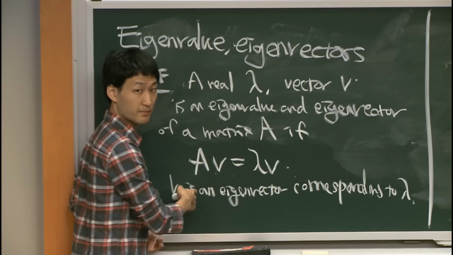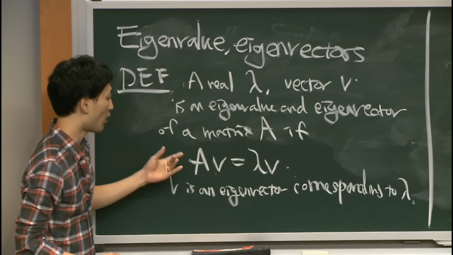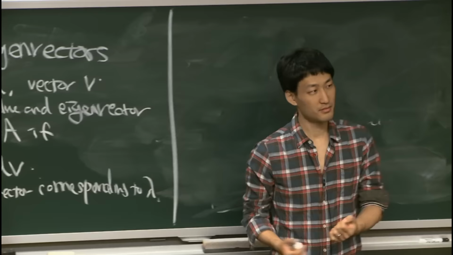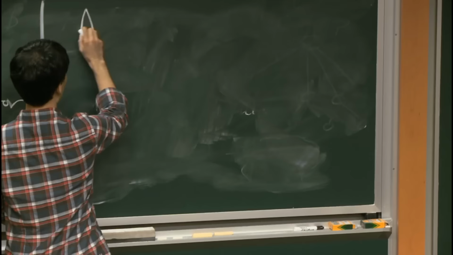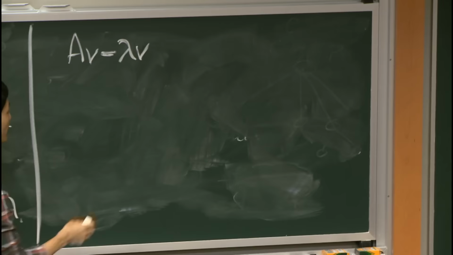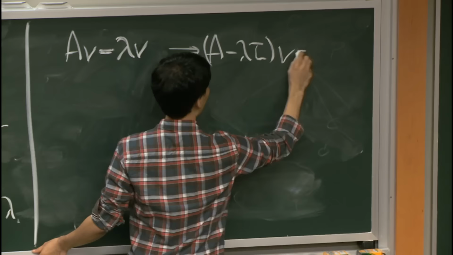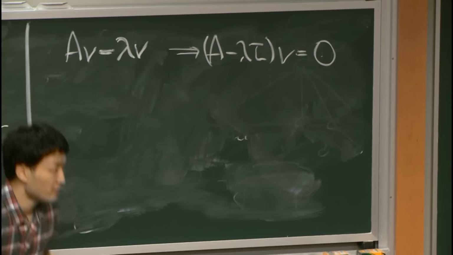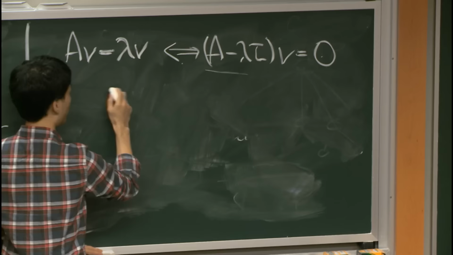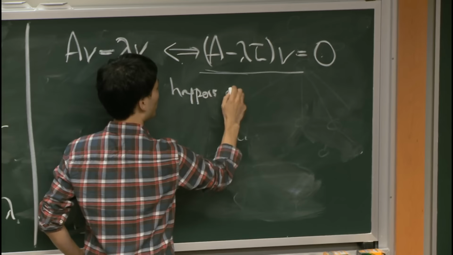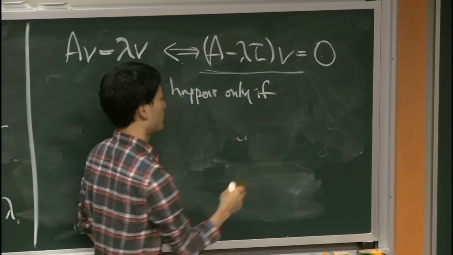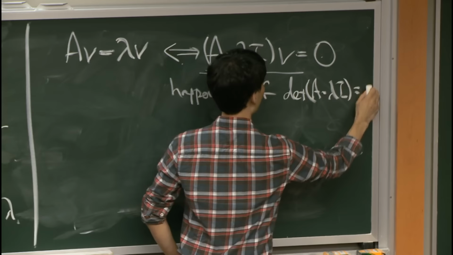First question: does every matrix have eigenvalues and eigenvectors? No? It looks like this is a very strange equation to satisfy. But if you change it to this form, A minus lambda I, v equals 0, it still looks strange, but at least you understand that this can happen only if A minus lambda I does not have full rank. So the determinant of A minus lambda I is equal to 0, if and only if.